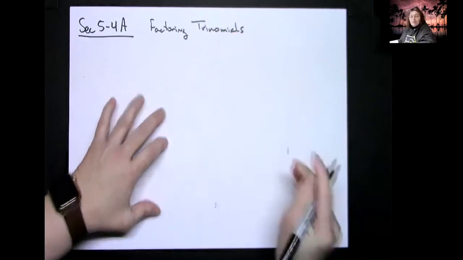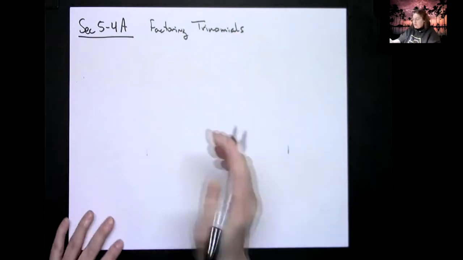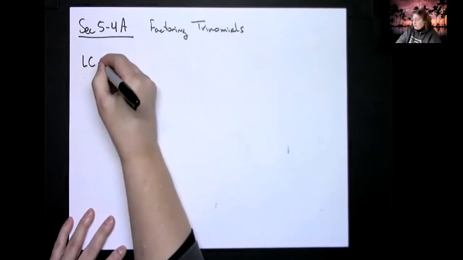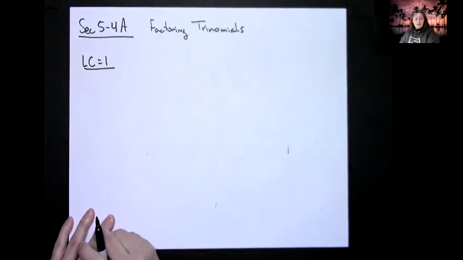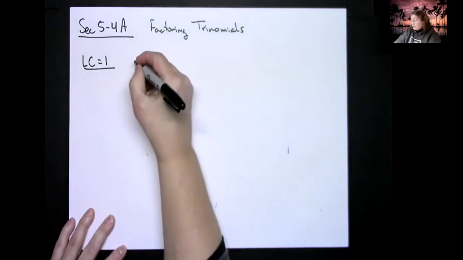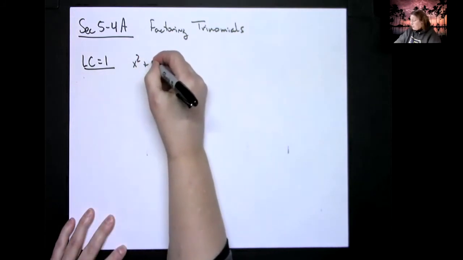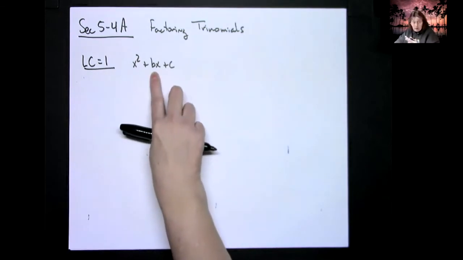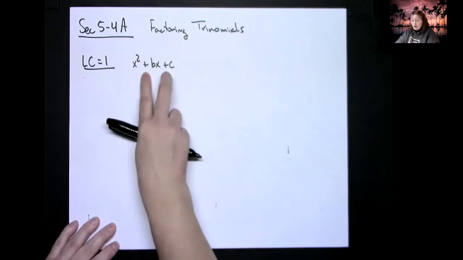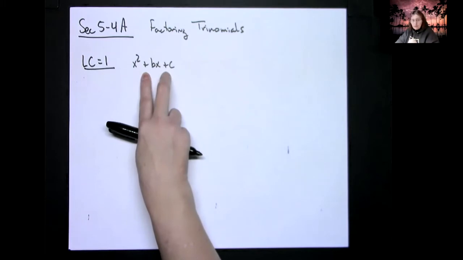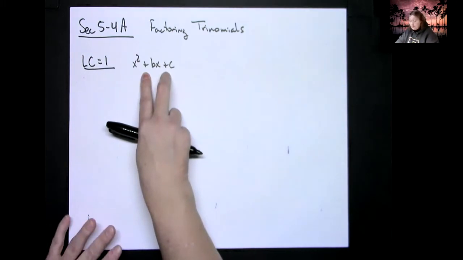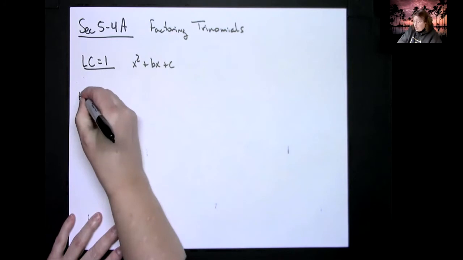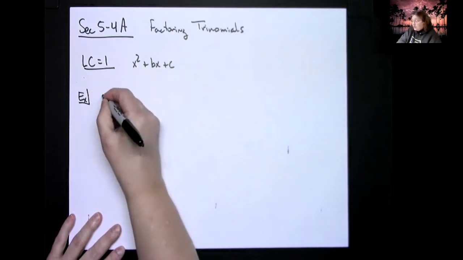All right, we're going to start out with leading coefficient of 1. So leading coefficient equals 1 on these. So it's going to be the straightforward, simple ones. They will be in the form of x squared plus bx plus c. And the b is going to be any number. The c is going to be any number. And my signs can be plus, plus, minus, minus, plus, minus, and minus, plus. Doesn't make any difference. Okay, so again, these tend to be the easier ones.